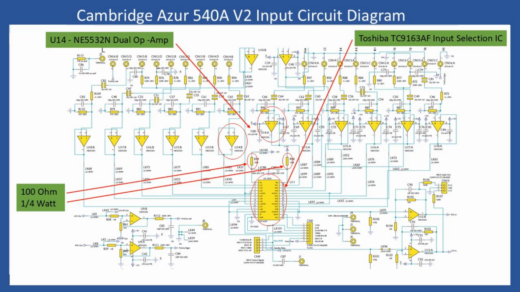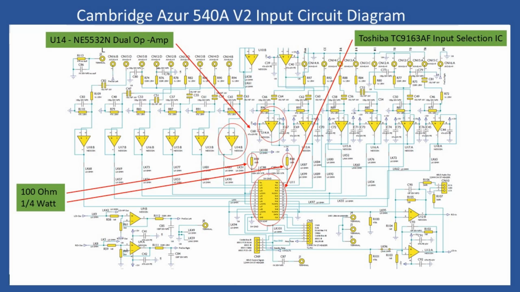It got a crack right the way through it, so it had overheated and failed. So that integrated circuit was replaced. But then when the amplifier was retested, what you found was that the input selection IC, which is the surface mount Toshiba TC9163AF, had failed. And I presume because of the failure of the dual op amp.